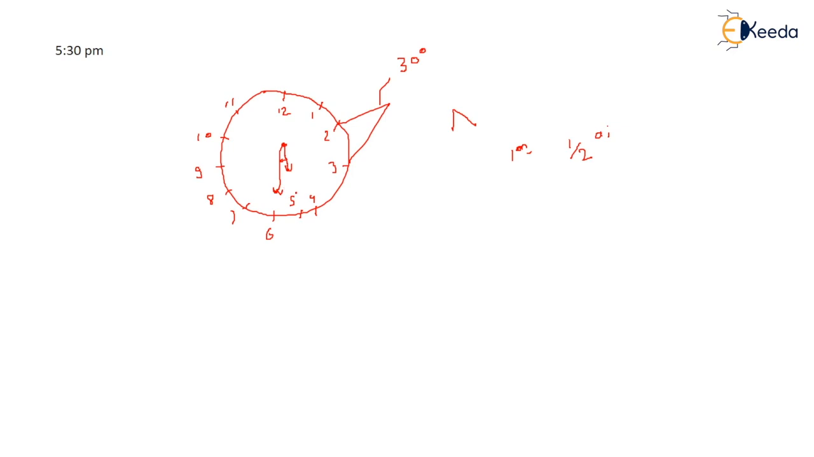So in 30 minutes, how many degrees does our hour hand move? It will move 15 degrees, in the clockwise direction. Just imagine for a while. The real angle between these two at this time should be 30 degrees, but because the hour hand moved a little ahead by 15 degrees in the last 30 minutes, 30 minus 15 means 15 degrees. So the difference between these two will be 15 degrees.